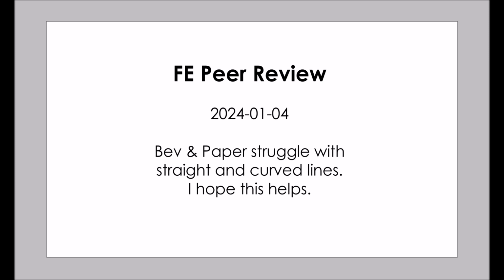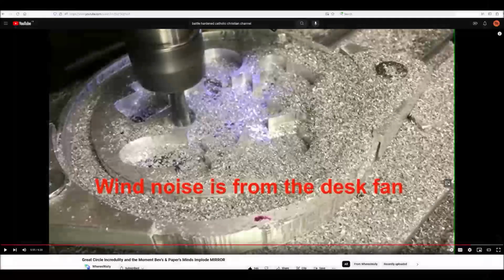Bev and Paper struggle with straight and curved lines. I hope this helps. Where's Wally just put out a video. It was looking at a live stream done by Bev and Paper. They were looking at the issue of the Great Circle, and they were questioning some things about the shortest path between two lines. This is Where's Wally's video, and I've put a link in the description.